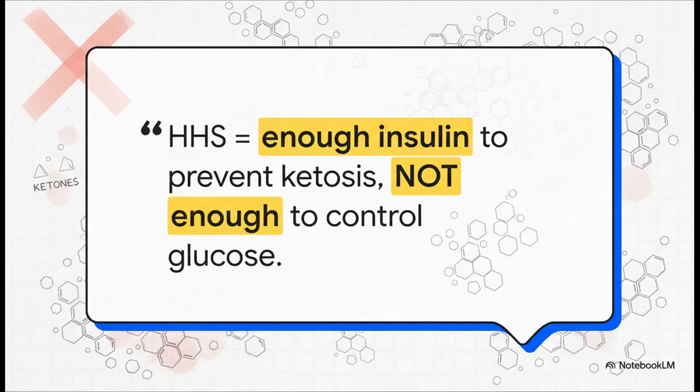Okay. If you remember one single thing from this entire explainer, please make it this right here. This is the golden rule of HHS. What's happening is the patient's body is making just a tiny, tiny bit of insulin. It's just enough to stop the body from breaking down fat for energy, which prevents ketones, but it is nowhere near enough to handle that massive glucose load. This is the key reason you don't see the acidosis that's famous in DKA, and it's a classic NCLEX test question.